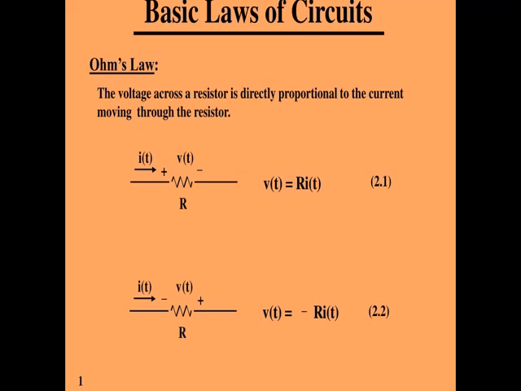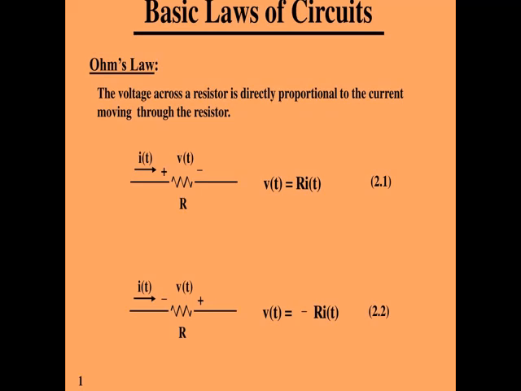Based on this relationship, we have the definition: the voltage across a resistor, which is a potential difference or voltage, is directly proportional to the current moving through the resistor. So V of t can be written as R into I of t. Here V of t is directly proportional to I of t, and it is related by a constant, which is the resistance of a particular material. Based on the polarity, we include a sign, either positive or negative, but it is a bidirectional device.